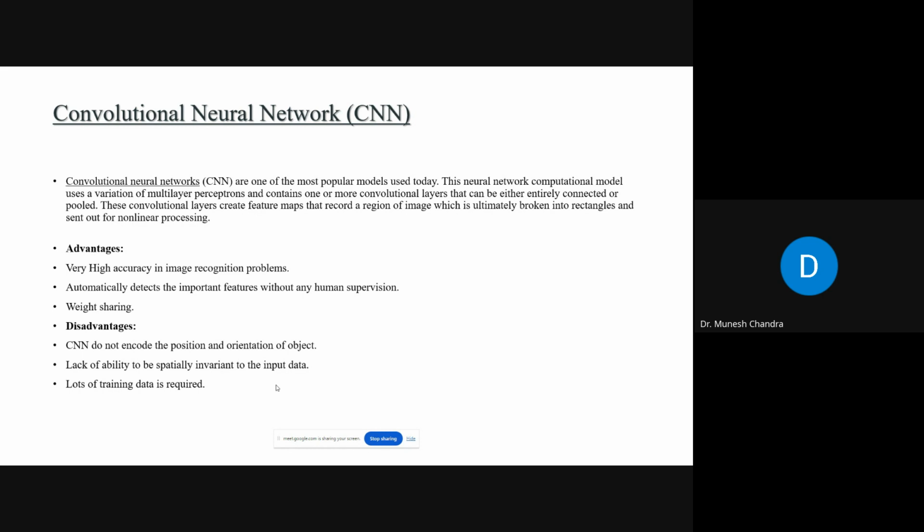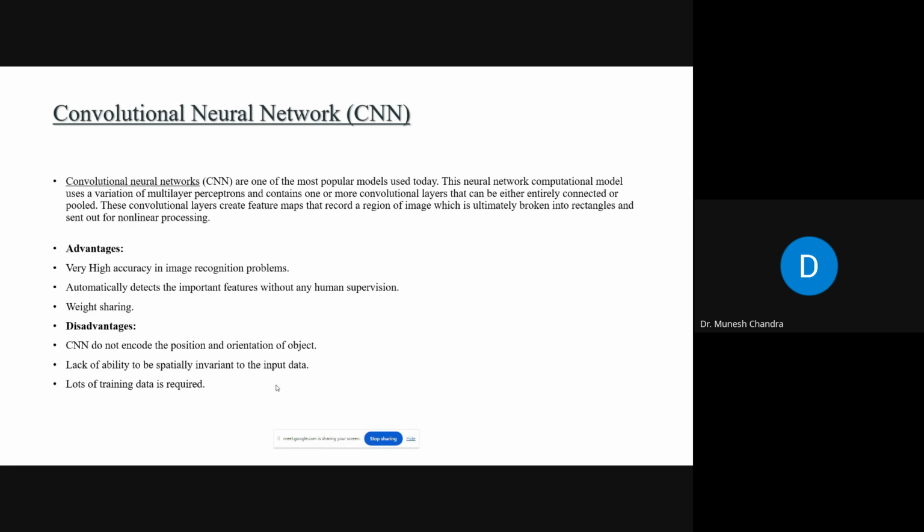This neural network computational model, CNN, uses a variation of multi-layer perceptrons, and it has certain advantages. If the size of data is large, there is no issue. If the data is structured or unstructured, there is no issue. It gives very high accuracy in image recognition problems. So if we want to work on an image recognition problem, then CNN gives very high accuracy.